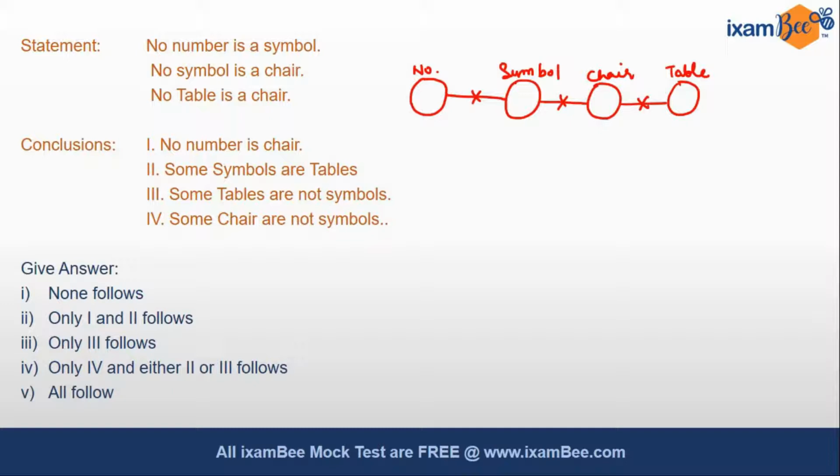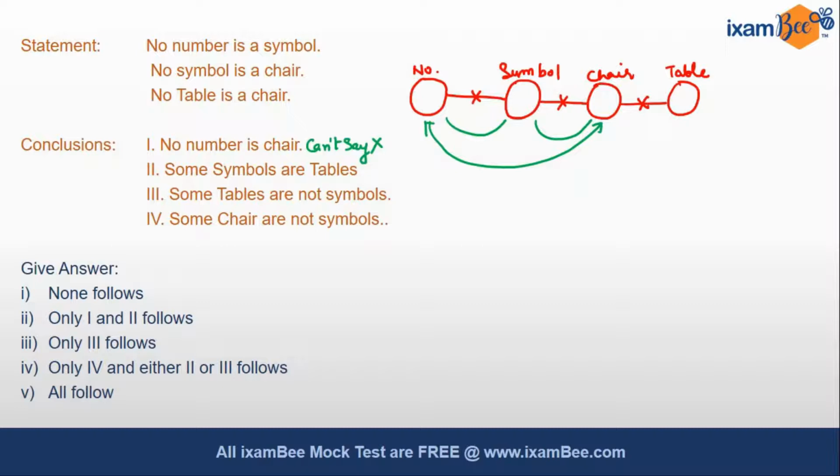Let's get back to the conclusions. The first says no number is a chair. Now friends, we know the relationship between number and symbol. We know the relationship between symbol and chair. But we do not know anything about number and chair. So we'll mention here that we can't say anything about the number and chair relationship, and whenever there is a case of can't say, we'll straight away cross that conclusion.